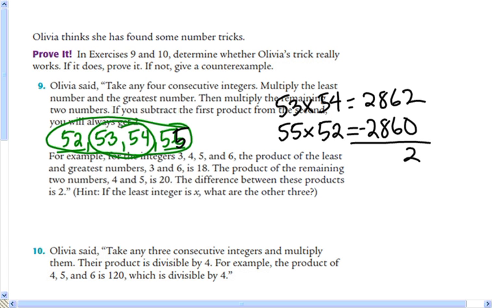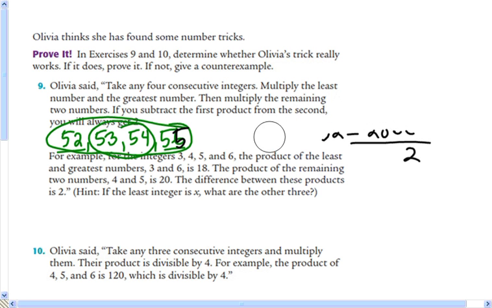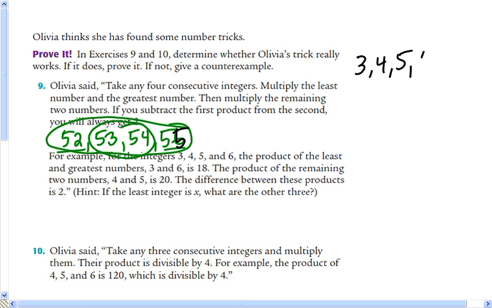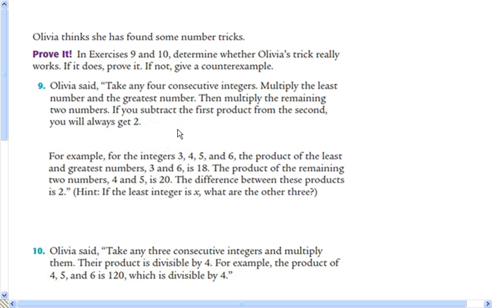Now remember, to disprove something, all you have to do is find one counterexample. Let's pick some easier ones here, like maybe the numbers, I don't know, 3, 4, 5, and 6. So if I multiply 3 times 6, I get 18. If I multiply 4 times 5, I get 20. If I do 20 minus 18, I get 2. So it seems to work again. And if you want to pause and try a couple more, go ahead. But I think Olivia's onto something here. I think she's right. So the next step would be for us to prove that it's always going to work. And I'll show you how to do that.